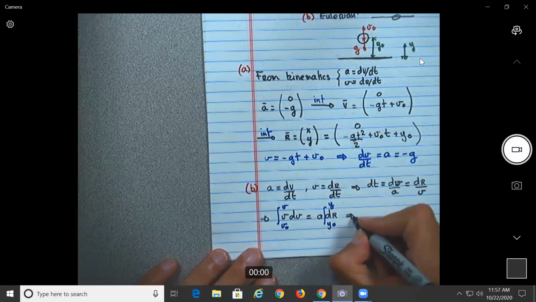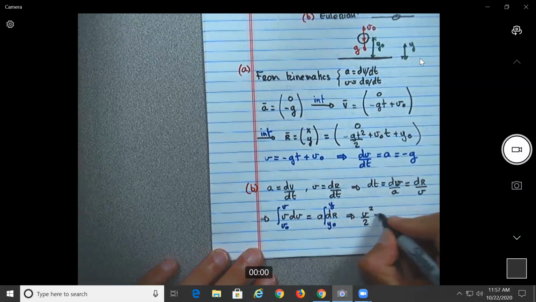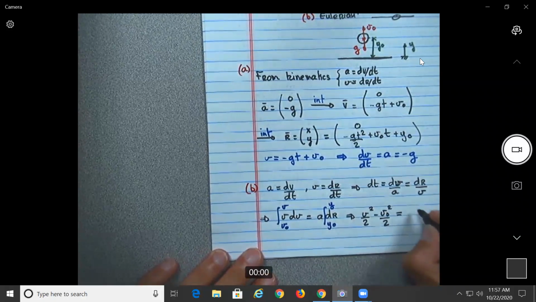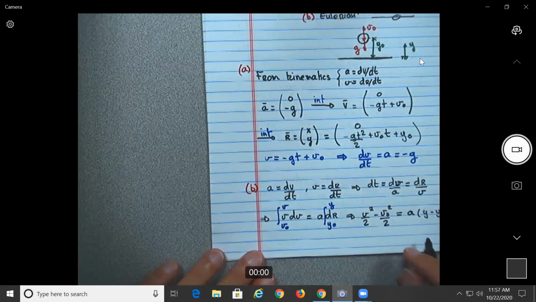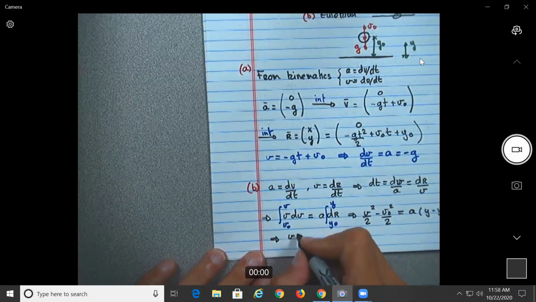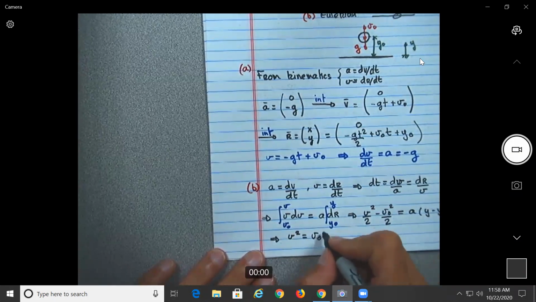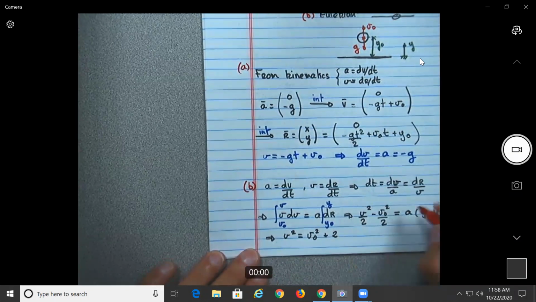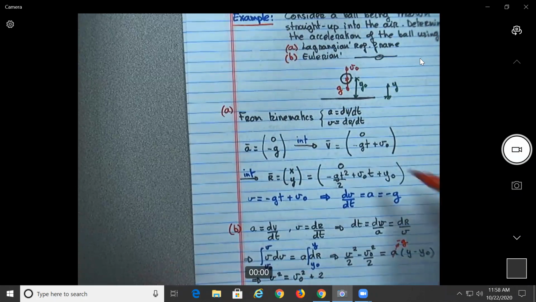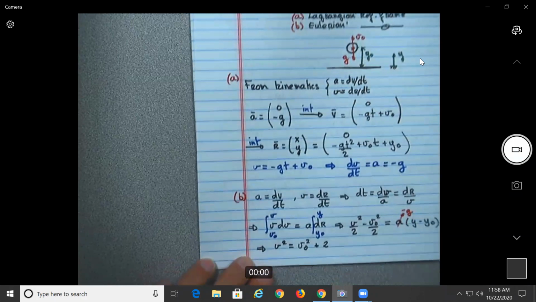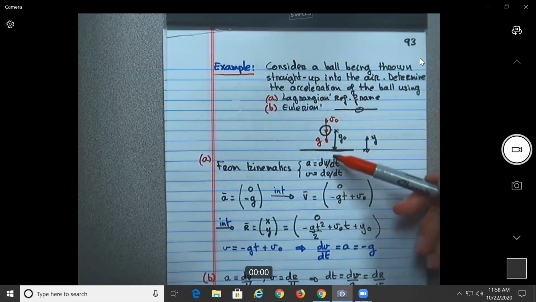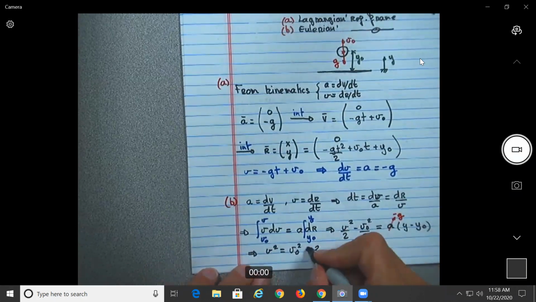So what would you get from this equation? You get v squared over 2 minus v initial squared over 2 would be equal to a times (y minus y sub naught). Okay, so from here you can get that v squared is equal to v naught squared plus 2a(y minus y sub naught). A here is equal to negative g. Yeah, the acceleration is going down, no? This is going up, this is going down, no? So it makes sense. If you throw it up, it's going to slow down, no? Due to the gravitational force. So it will be v squared equals v naught squared minus 2g(y minus y sub naught).